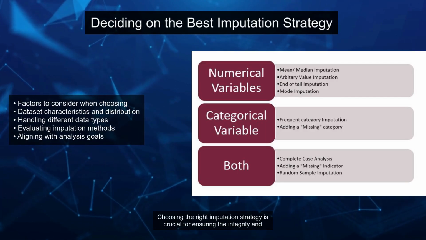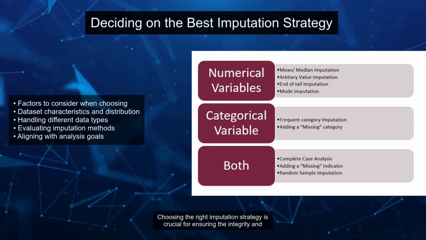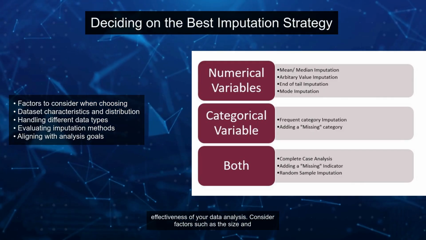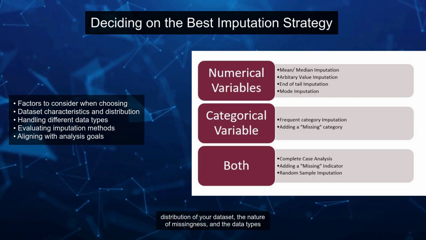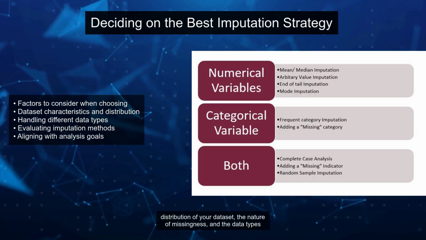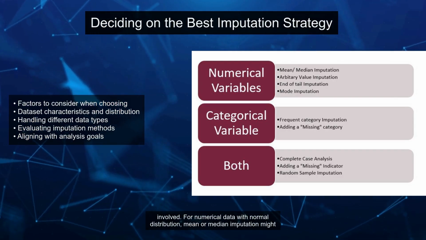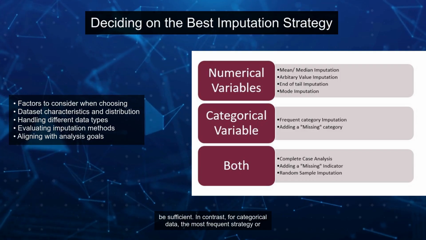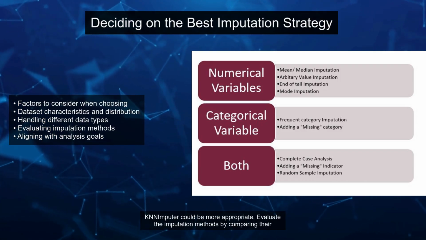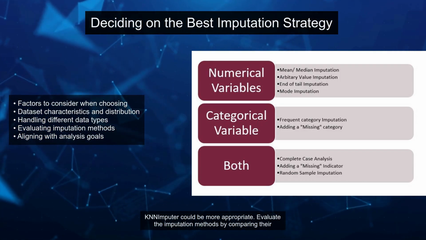Choosing the right imputation strategy is crucial for ensuring the integrity and effectiveness of your data analysis. Consider factors such as the size and distribution of your dataset, the nature of missingness, and the data types involved. For numerical data with normal distribution, mean or median imputation might be sufficient. In contrast, for categorical data, the most frequent strategy or an imputer could be more appropriate.